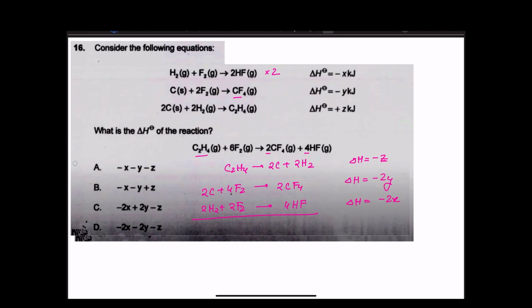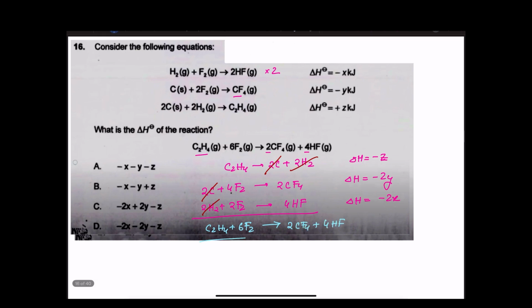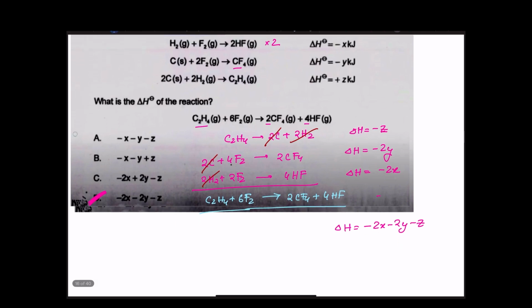When I add everything up, let's see what I get. So 2C cancels out, 2H2 cancels out. Finally I should have C2H4 plus 4 plus 2, that is 6F2. This will give me twice CF4 and it'll also give me 4HF, which exactly matches the equation. So delta H would be negative 2X, negative 2Y, negative Z, which matches with option D. And D is the right answer. Now, moving to the next question.